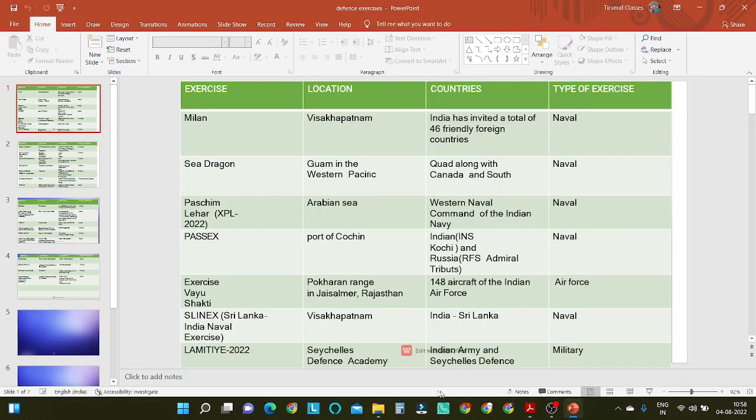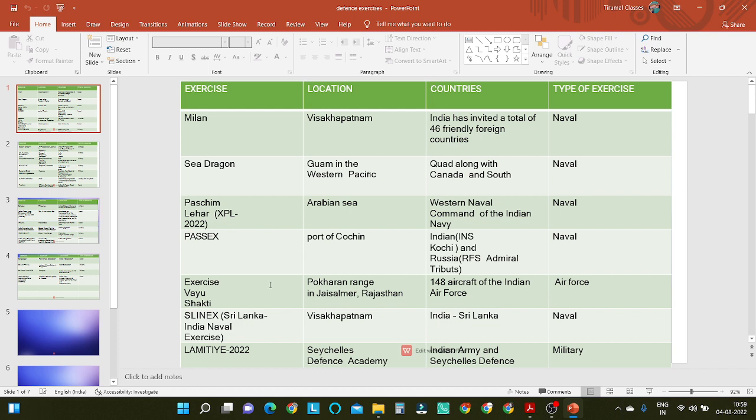So moving to the next exercise, it is exercise Vayu Shakti. By looking at the name, we can say that it is an Air Force related exercise because Vayu translates into air or atmosphere. I wantedly did not categorize the exercises into 3 heads like army, air force and naval, because when I categorize them, you will generally forget which type of exercise it is. When I arrange them in mixed order, we will concentrate on the type of exercise.